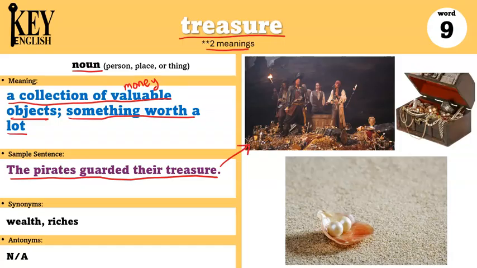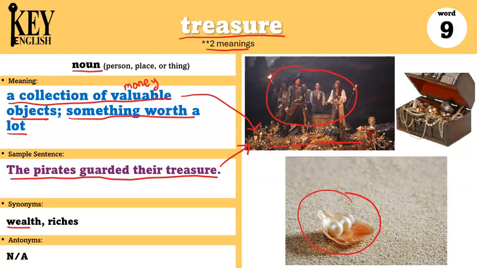Just like in this picture you can see, the pirates are guarding, they're protecting their treasure. And the treasure is gold coins, jewels, very valuable items. You can also talk about something that you found that might look like treasure to you. For example, I can say, I found some shiny treasure in the sand.